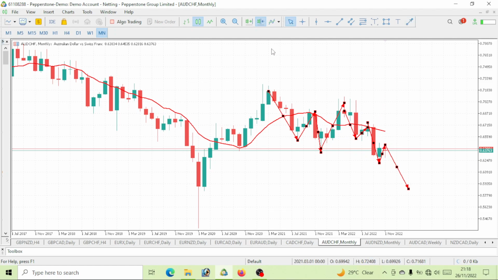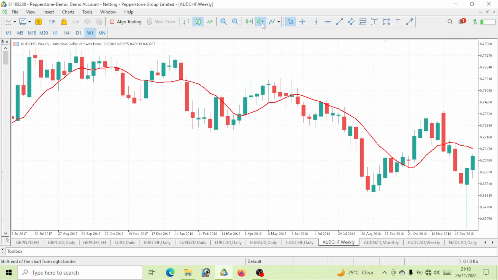So above all, AUD Swiss franc on the monthly time frame, we are bearish. You can clearly see that this price is still below the 10 period moving average, so it is still a sell. By the way, AUD Swiss franc is a bearish move. So that should now take us to the weekly time frame.